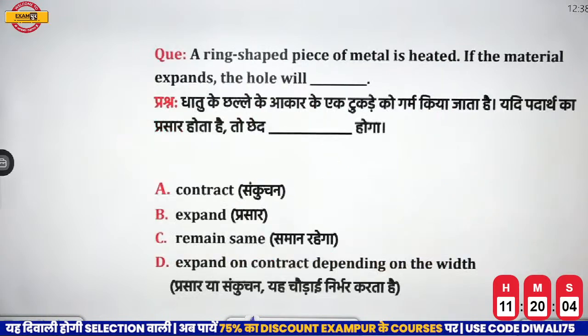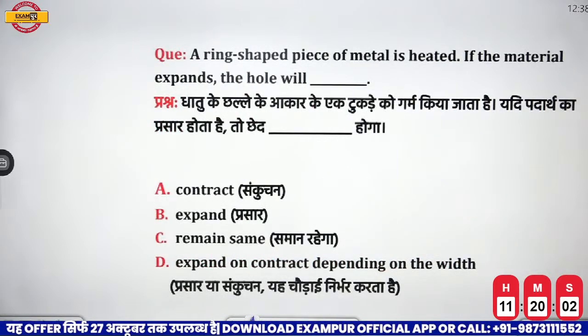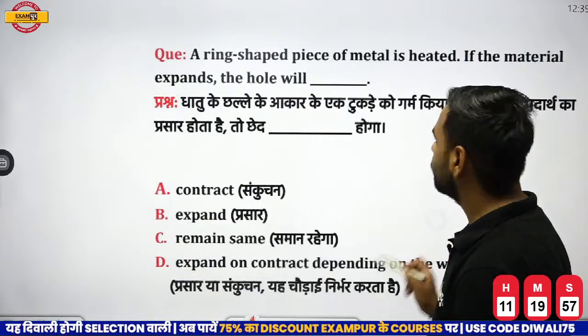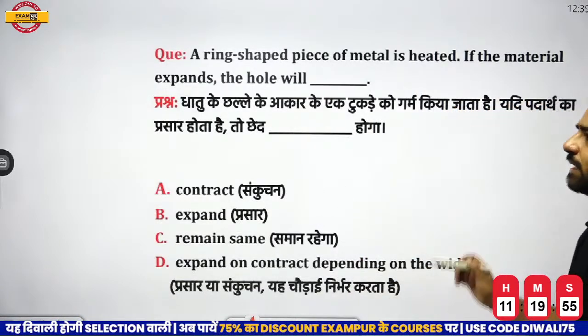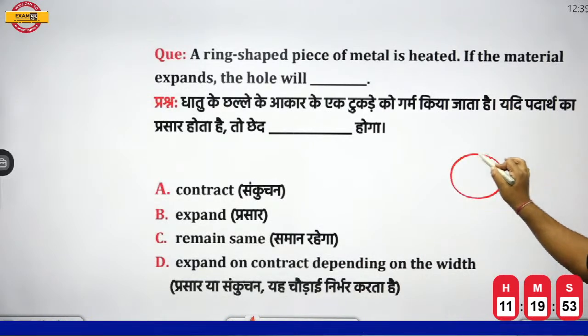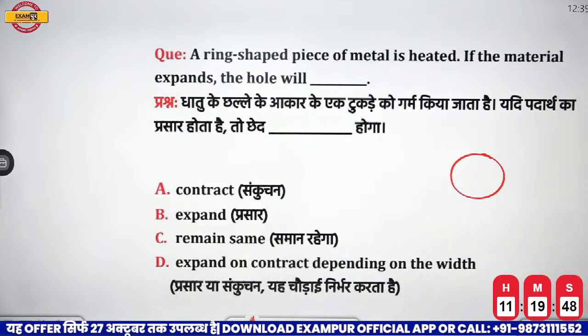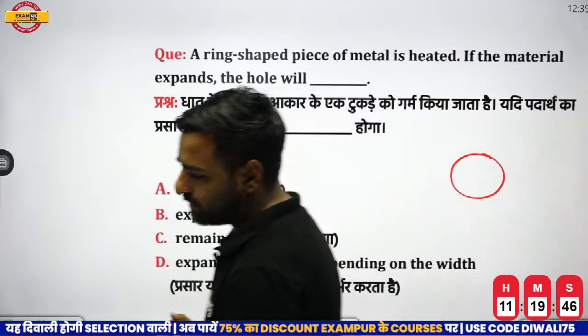Next. A ring-shaped piece of metal is heated. If the material expands, the hole will dash. Answer. Just have a look. There's a ring-shaped piece of metal and it is actually heated. So if the material is expanding, what will be the change in the hole? Answer please.